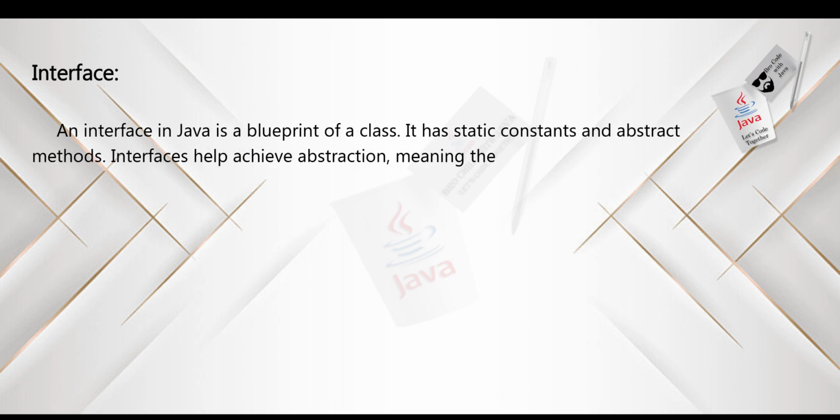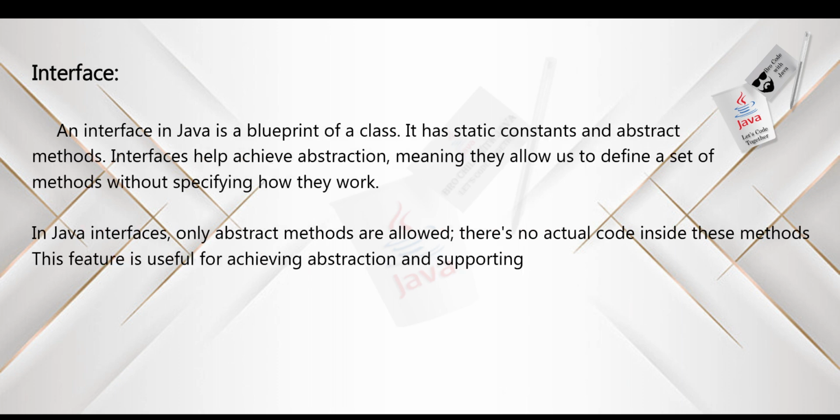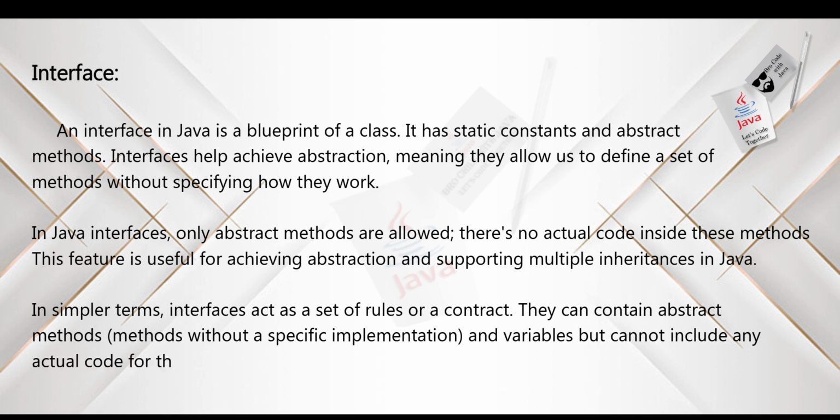Interface. An interface in Java is a blueprint of a class. It has static constants and abstract methods. Interfaces help achieve abstraction, meaning they allow us to define a set of methods without specifying how they work.